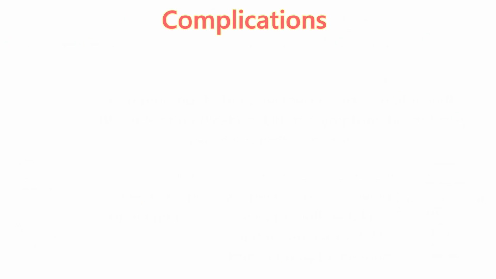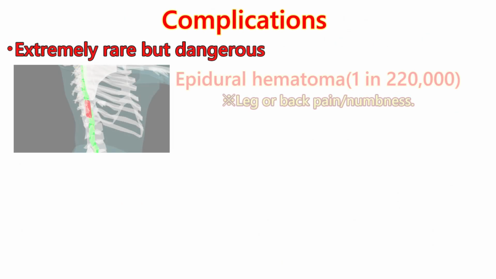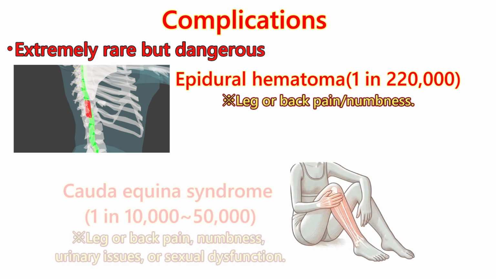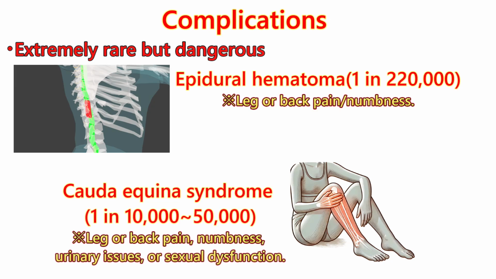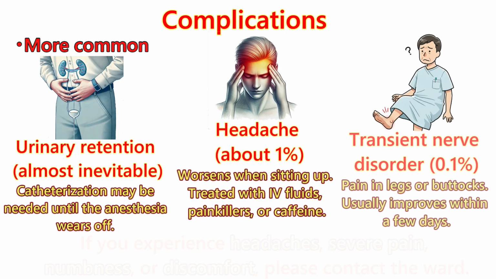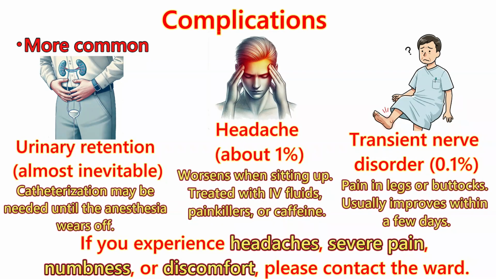There are also rare complications such as an epidural hematoma, where uncontrolled bleeding inside the spine can compress the spinal cord, or cauda equina syndrome, which involves nerve damage affecting the lower spinal cord. More common complications include the following. If headaches, severe pain, numbness, or discomfort occurs, medical staff should be contacted immediately.